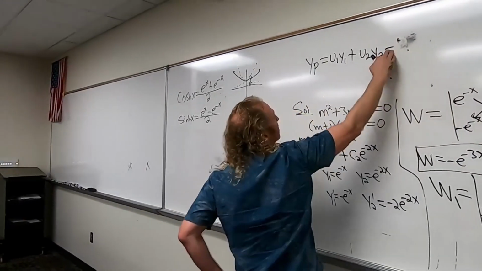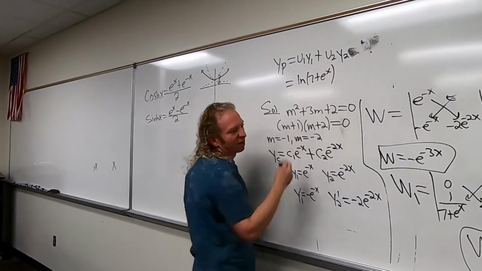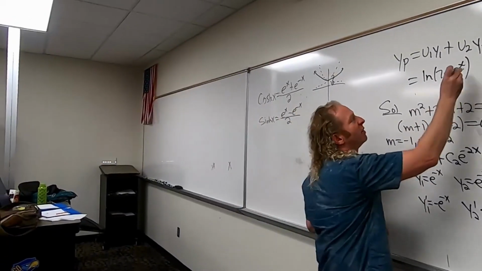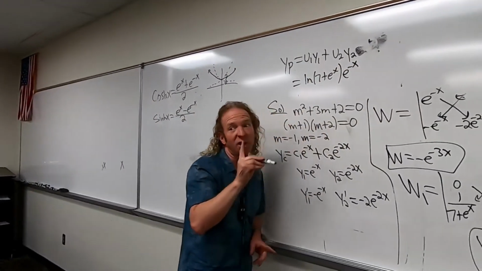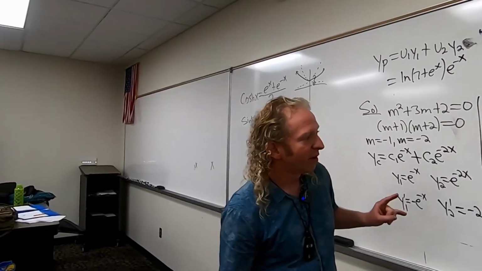Well, I can come down here. So it's ln 7 plus e to the x. And then y1 is here, e to the negative x. Be really careful at the end. Like, there's still some work to do. And when you think you're done, you're not. You'll see what happens in this problem.